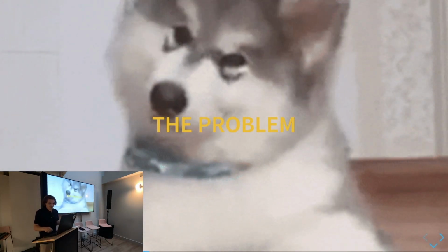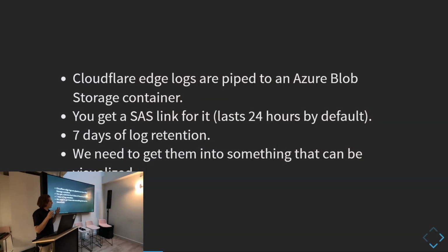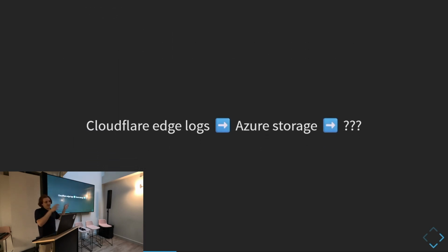Okay, how do we do that? Well, in the beta, all we get is basically a link to an Azure storage container. And Optimizely say, good luck, have fun. That link only lasts 24 hours, so you have to refresh it every 24 hours, and you get 7 days of log retention from the moment you signed up. Okay, but now we need to do something with that JSON that we saw earlier, right? So it goes Cloudflare, Azure, Profit.